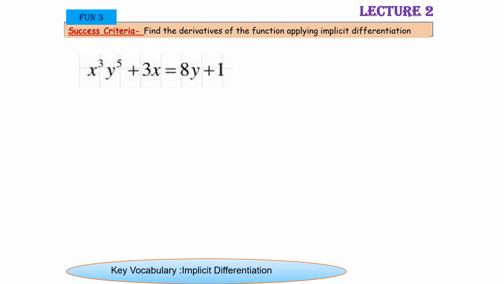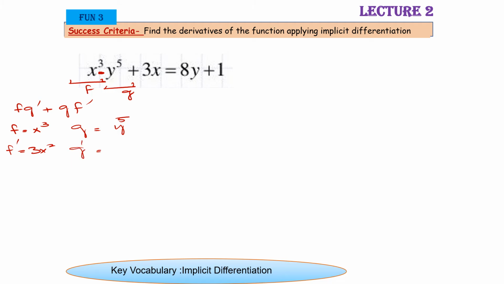So what we will do when the x and y are together, we know that when x cube and y to the power 5 are together, we will apply our product rule. That is fg prime plus gf prime. So f is your x cube and g is your y to the power 5. So if we take the f prime, we will get 3x square, and if we write g prime, we will get 5y to the power 4 and y prime.